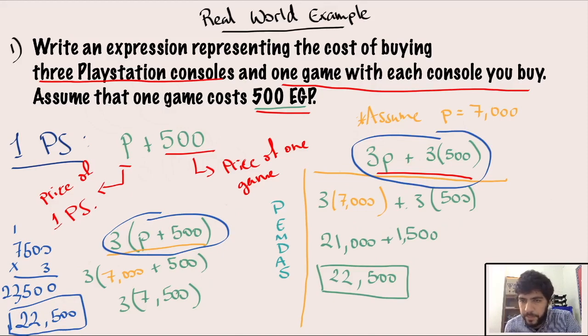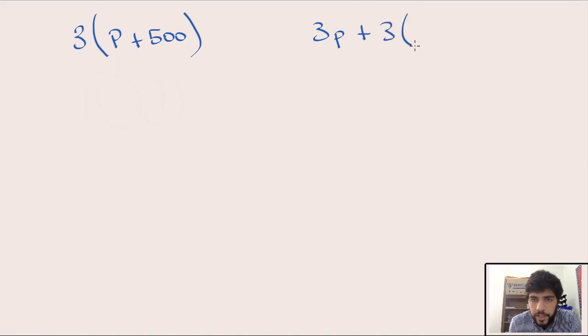Let me rewrite them on a clean page here. So we had 3 times (P plus 500), and we had 3P plus 3 times 500. Notice that the main difference here is that I'm multiplying 3 by each term, whereas here I'm only multiplying 3 by the result of those two terms. This is actually the only exception to PEMDAS, so I want to make sure you write this down.